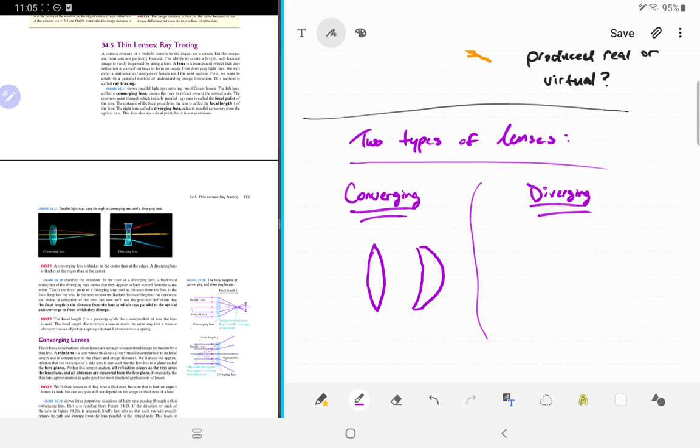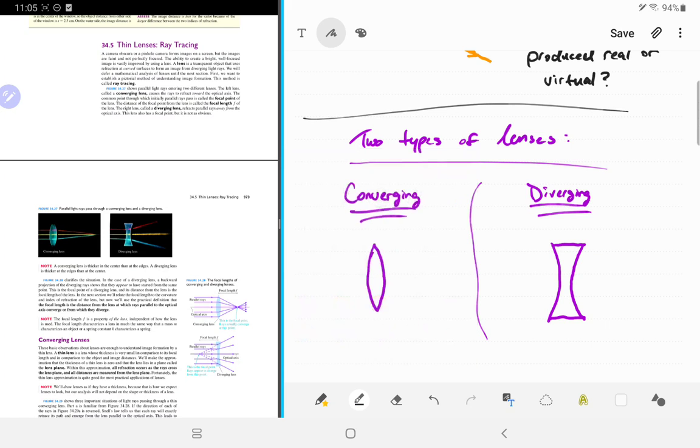This other one is called a meniscus, but notice how it's still thicker at the center than at the edges. So this is a converging lens, and this is a converging lens. Or if you had this side flat, that's also a converging lens. As long as the glass is thicker at the center than at the edges, it's converging. Diverging, you could probably guess, is thinner at the center than at the edges. Okay, so this is the way we draw these.